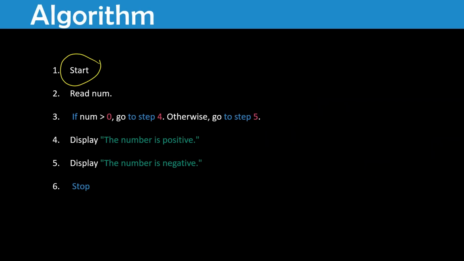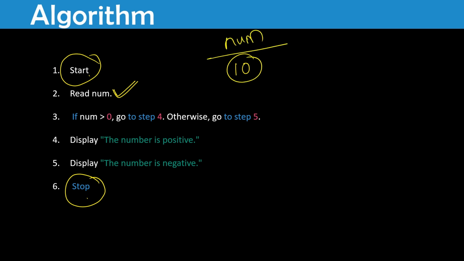For all programs, the first and last steps are the same: start and stop. As the question says they will give a number, we need to read a number. I am taking the example 10. Now the number is 10. If number greater than 0, read carefully, if number greater than 0, go to step 4. In case of this 10, the number is greater than 0, go to step 4. What is step 4? Display the number is positive. So it will tell positive number.